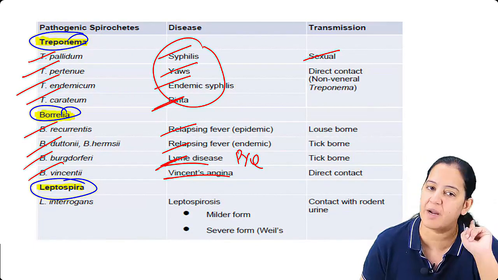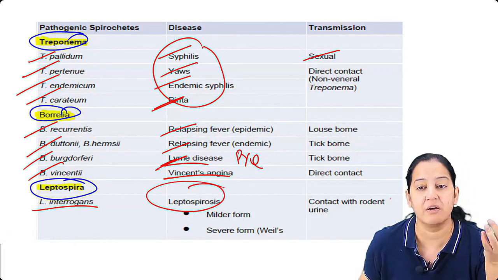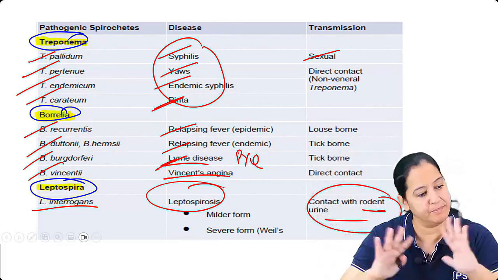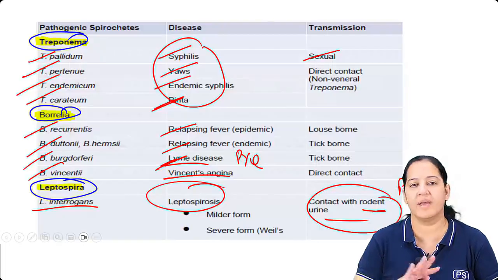ठीक है, लेप्टोस्पायरा में एक ही है, इंटरोगन्स. It causes leptospirosis, which is via rodent urine. It's also a PYQ. So your complete table में से ही सारे क्वेश्चन आएंगे, all the PYQs. So you just learn that, है ना? So we are done with that also.